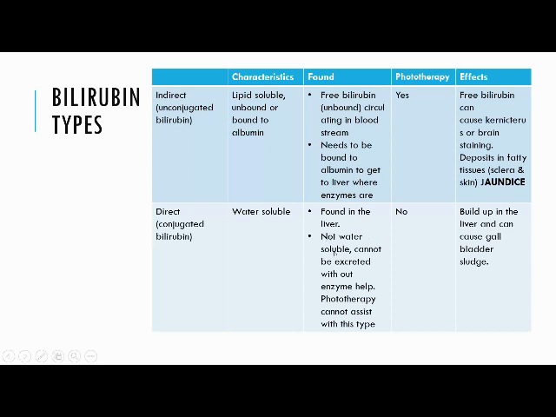It is water soluble, and it's already been in contact with the enzyme UGT, and so that is the way it is going to be excreted, because it is now water soluble and can be pooped and peed out by the baby. And phototherapy, this is correct, cannot assist with this type. I'm so sorry about that, you guys. So no phototherapy, and then sometimes you'll see a buildup of this conjugated bilirubin in the liver, especially if you've got something going on with your liver or your biliary tract. It can cause some gallbladder sludging.